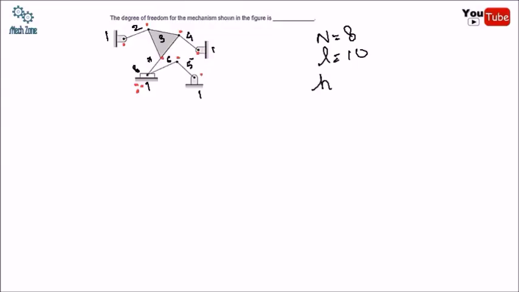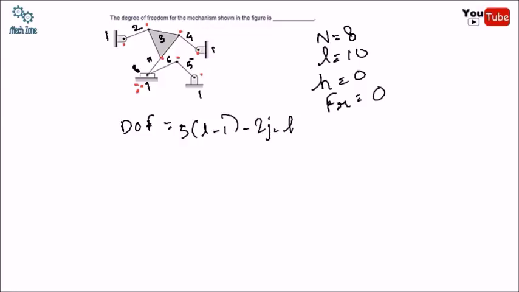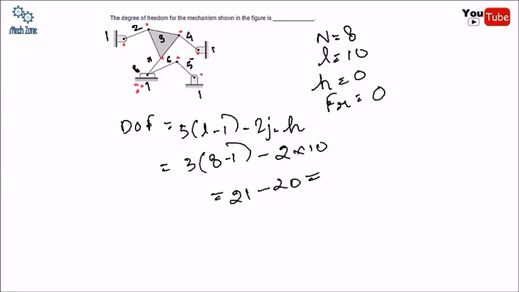We know that there is no higher pair and there is no redundant degree of freedom. So the degree of freedom formula is 3 into L minus 1 minus 2J minus H. So 3 into number of links, which are 8, minus 1, minus 2 into 10. So this is coming out to be 3 sevens are 21 minus 20. So degree of freedom is coming out to be 1. So this mechanism has a degree of freedom equal to 1.